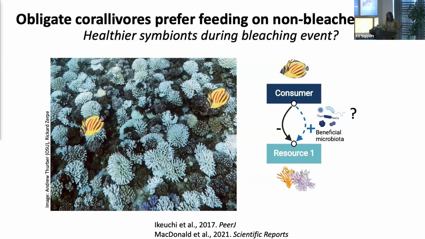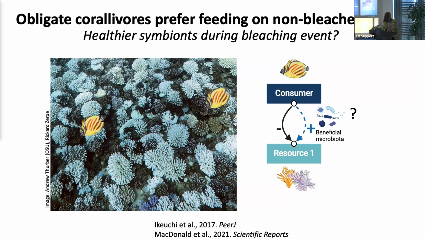Sometimes there's a relaxation of coral preference by coral eating fishes during bleaching events. And there have been some studies shown that at least some coral eating fishes prefer to eat unbleached corals during a bleaching event. And it may be that these unbleached corals have symbiont types that are able to better tolerate high temperatures.